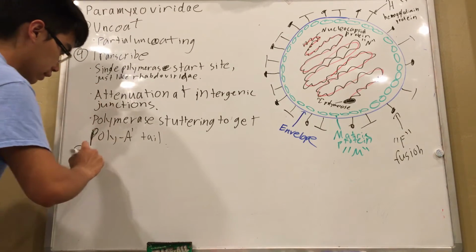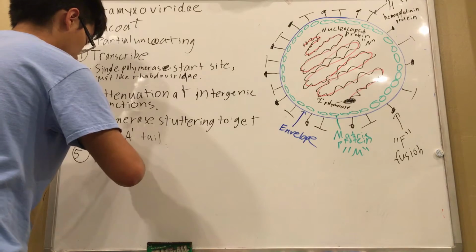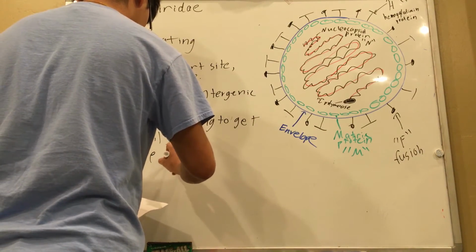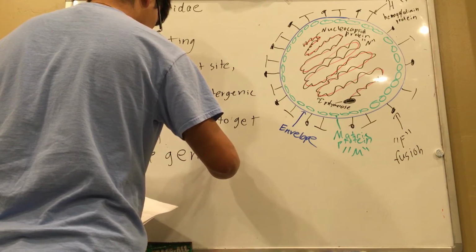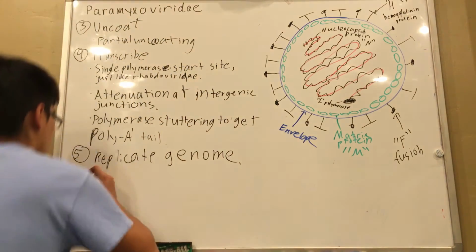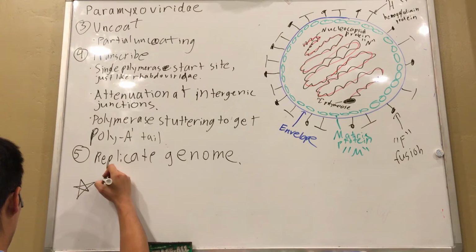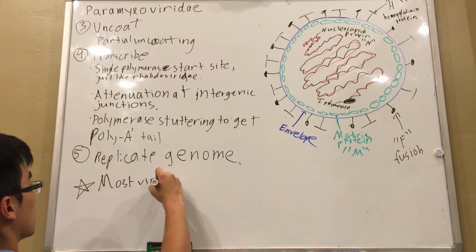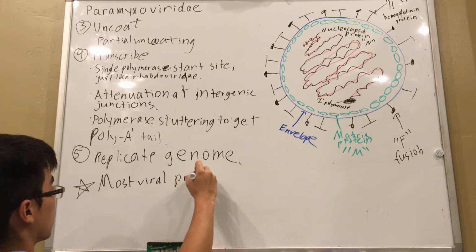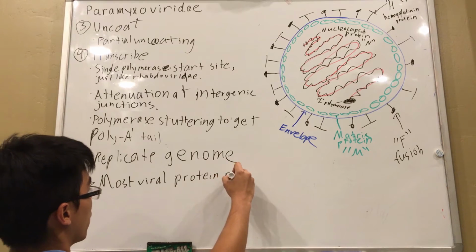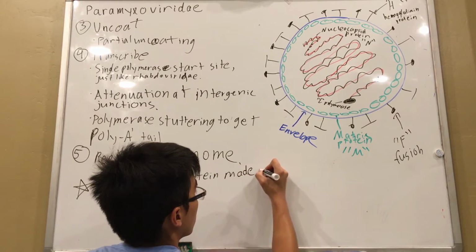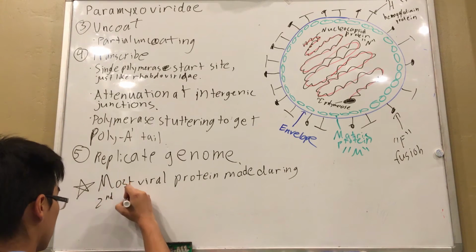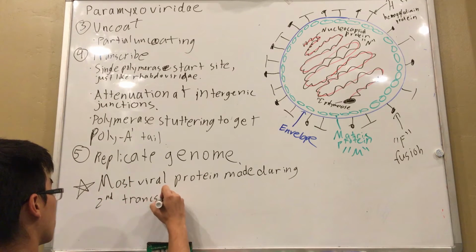I'll end this list with replication. So after transcription, you get replicate genome. One important thing is that most viral protein is made during secondary transcription.